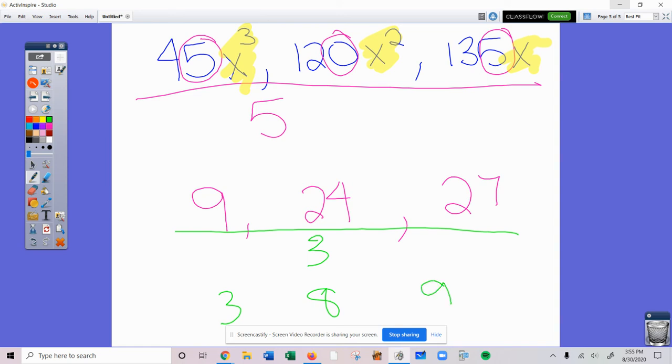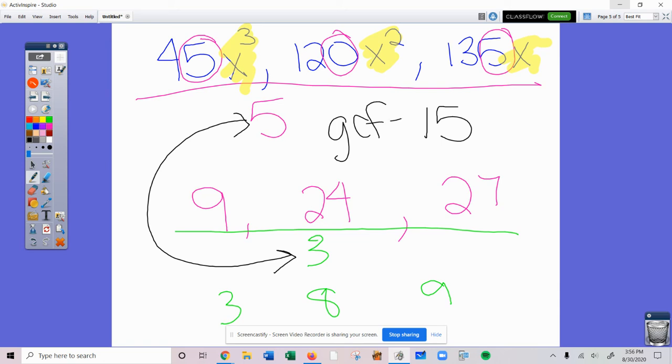Okay, now I know I can't go any further. 3 is already prime, so unless 3 would go into all of them, which it doesn't, right? 3 doesn't go into 8. So I know I can't go any further. What I'm going to do then is I'm going to take all the different numbers that I divided by, and I'm going to multiply them together. Okay, so 5 times 3 is 15. Okay, so my GCF so far is 15.